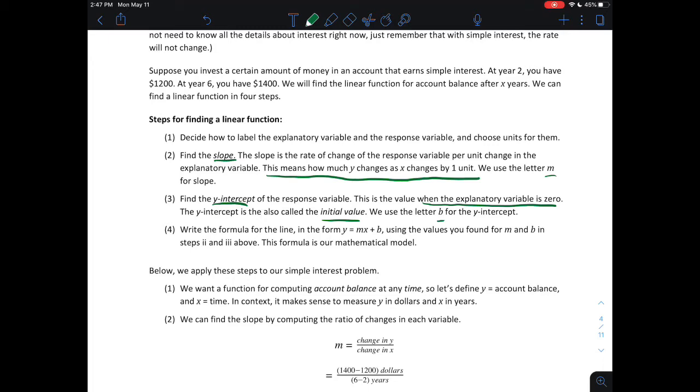This formula is our mathematical model. Below, we apply these steps to our simple interest problem. Number 1, we want a function for computing account balance at any time.